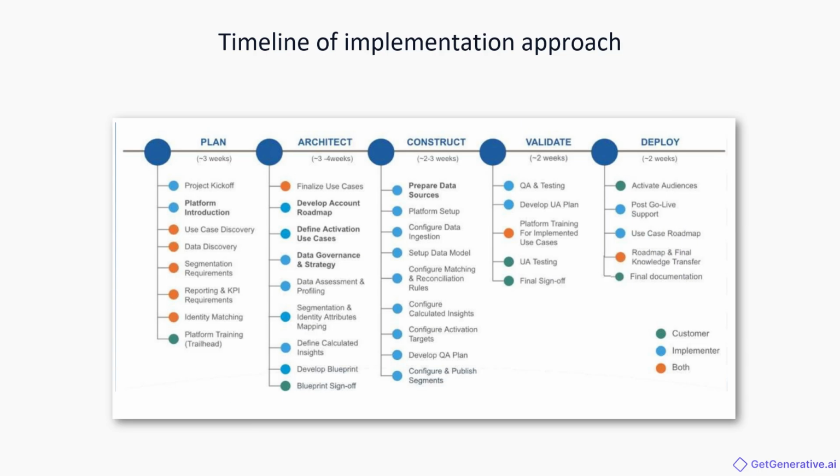Now, this is an illustrative timeline for the implementation approach, with the steps and the breakdown of tasks involved. If you look, plan and architecture is taking somewhere about 6 to 7 weeks, versus construct, validate, and deploy, which is taking a minimum of 6 weeks and a maximum of 7 weeks. So it's an equal amount of time that you're spending in planning and architecture as in your development and delivery. That's because we have to be very decisive on what we are doing. Then we actually go ahead and do it.